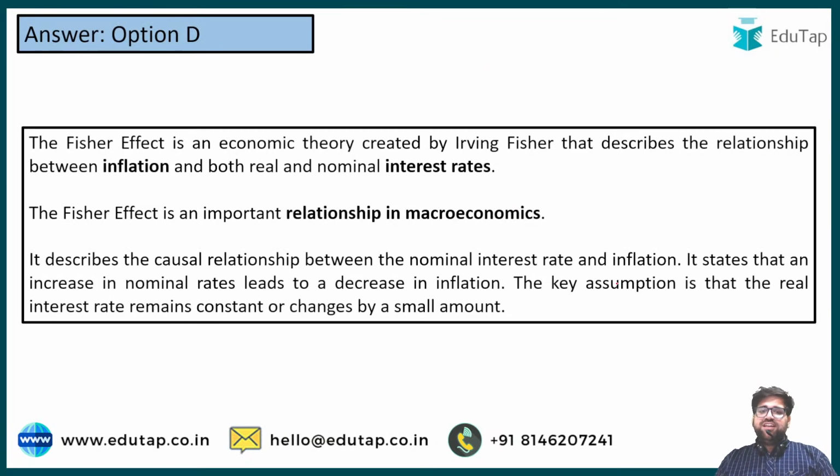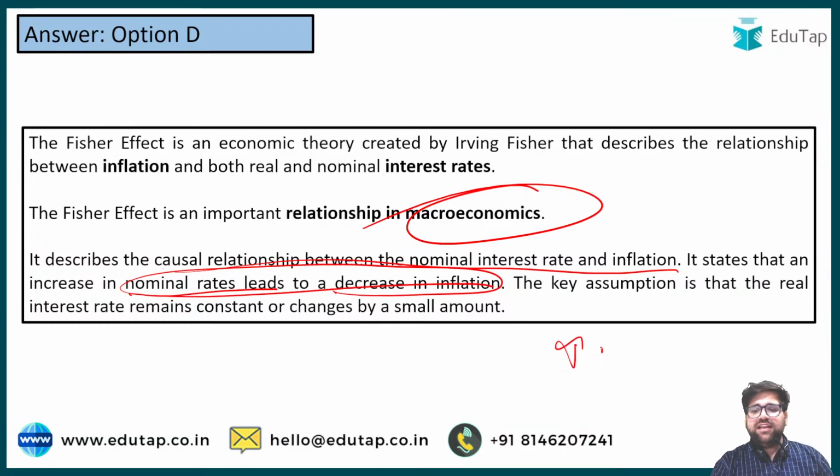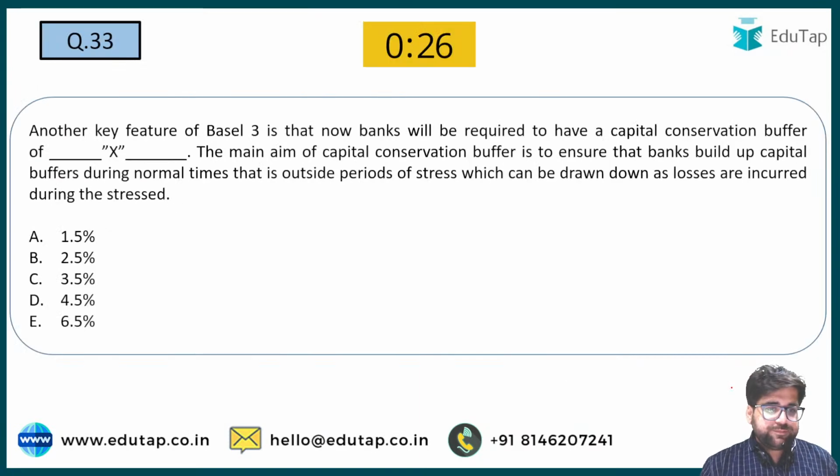The Fisher effect is a relationship in macroeconomics, and it describes the causal relationship between nominal interest rate and inflation. It states that an increase in nominal rate leads to a decrease in inflation. This is the current rate. You increase your repo rate, inflation will fall. The same thing is happening right now also. Sorry. Now let's move ahead.